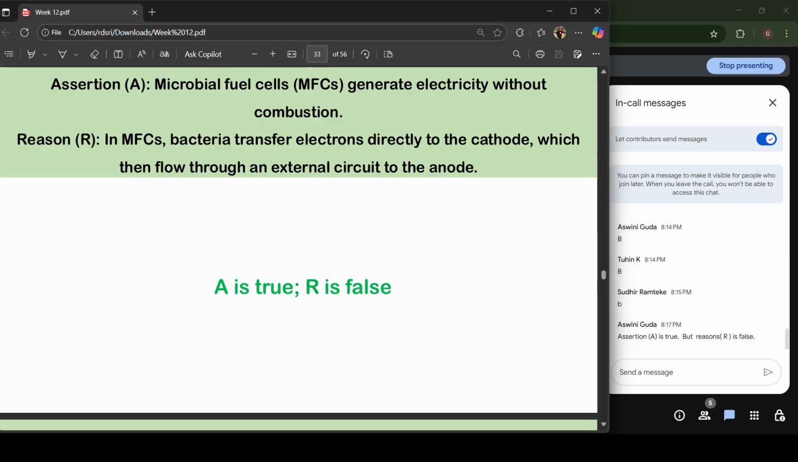Okay, so the reason is in microbial fuel cells, we will be generating electricity without combustion, and here the bacteria transfer electrons directly to the anode, which then flows through an external circuit to the cathode. So that is how the flow is. It's from the electron to the anode first and then to the cathode through the external circuit.